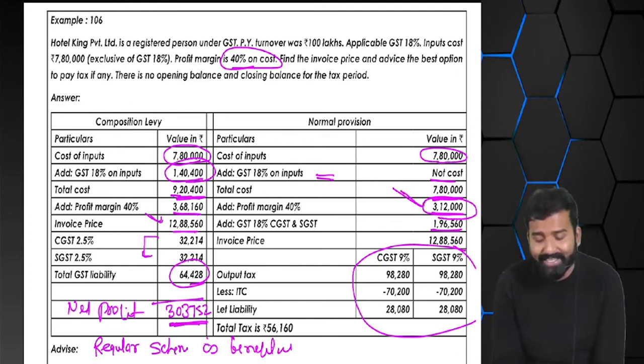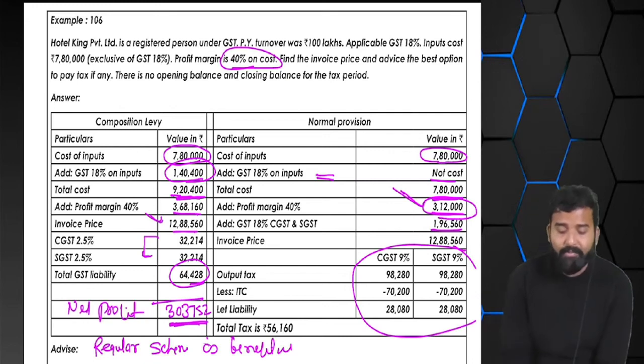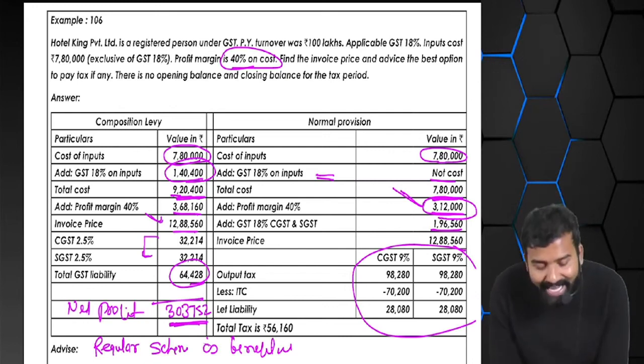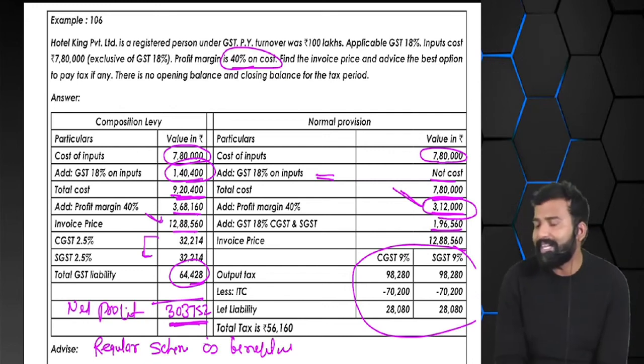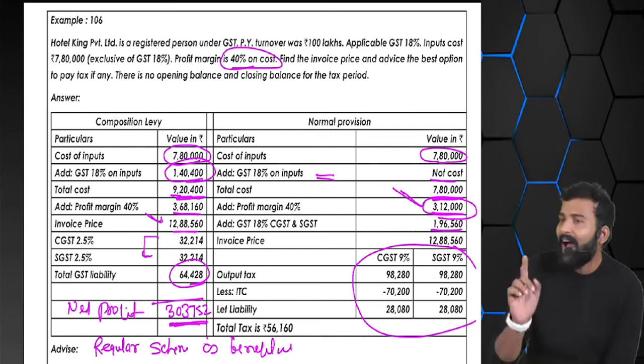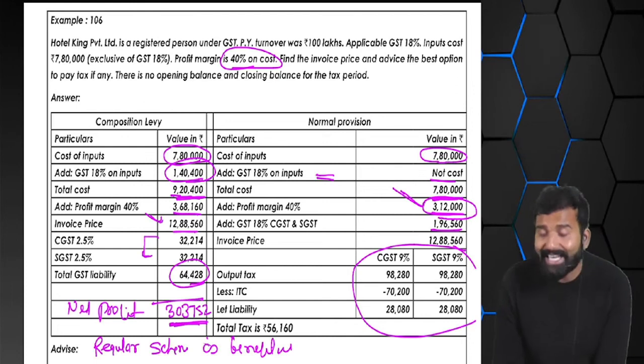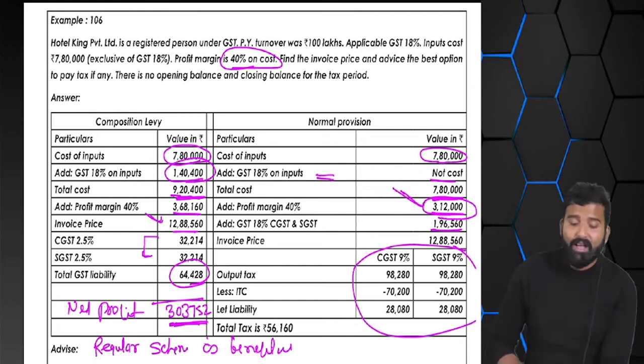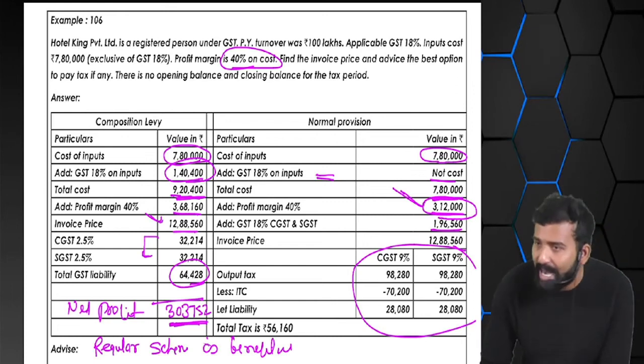His profit in regular scheme is 3,12,000. However, his profit in composition scheme is only 3,03,000. So higher profitability in regular scheme as compared to composition scheme. Okay, I think you all got this example. This is an example from your module only. You can also read it from your module. It is example number 106 from this chapter only.